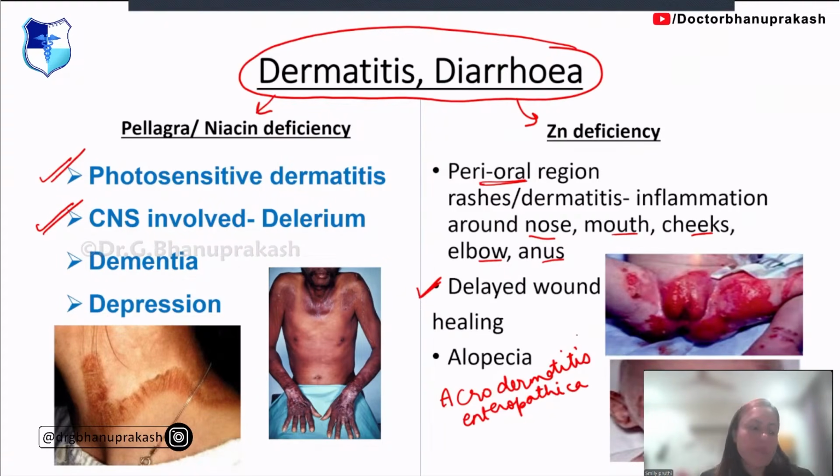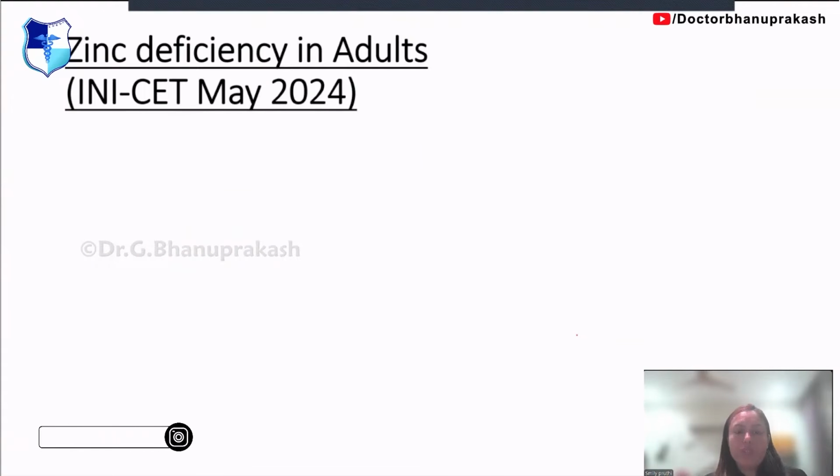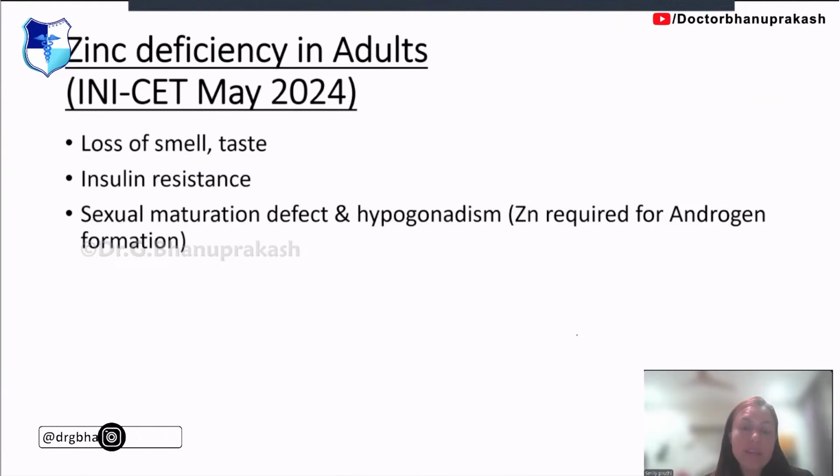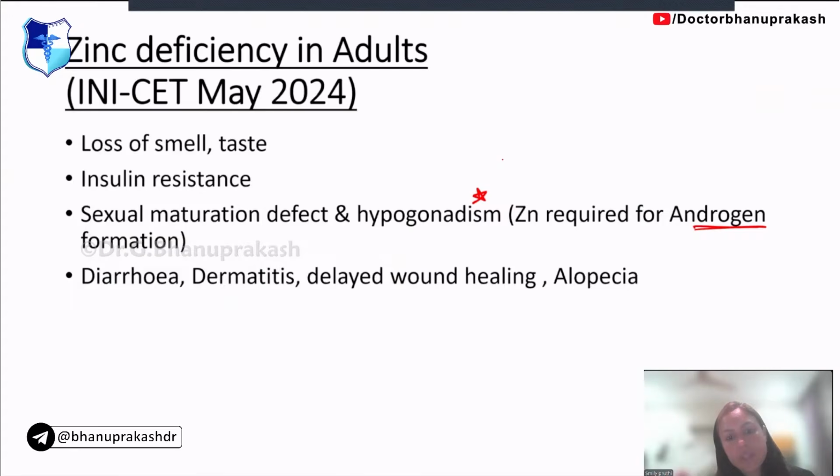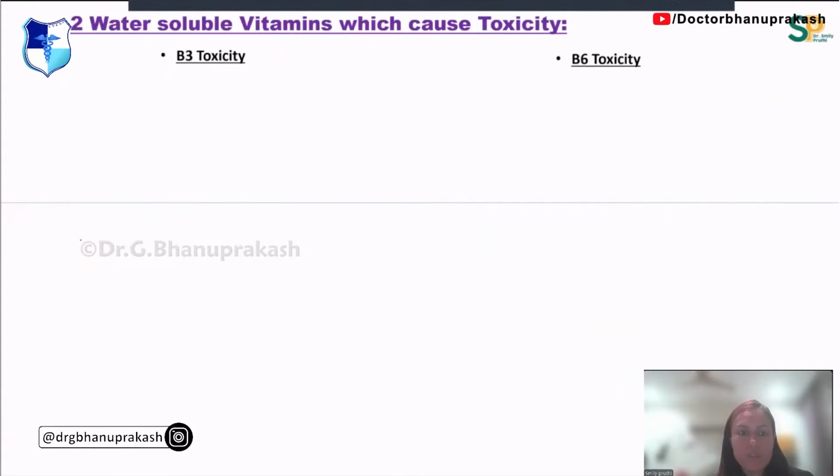Okay. Then we can also read about the signs and symptoms of zinc deficiency in adults. This question was asked in INI-CET May 24. So the patient has loss of smell and taste, insulin resistance, sexual maturation defect and hypogonadism, because zinc is required for androgen formation. Okay, very important point. Then diarrhea, dermatitis, delayed wound healing and alopecia. This I already told you in the previous slide, right? And also recurrent infections, right?